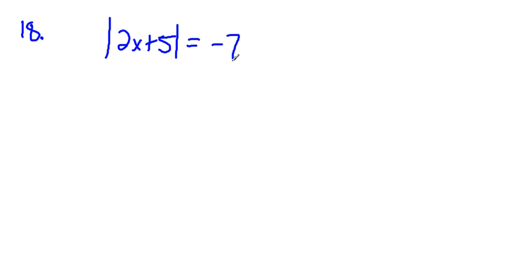Okay, so let's go with the absolute value of 2x plus 5 equals negative 7. There you go. Don't do anything. There's no solution. There you go.